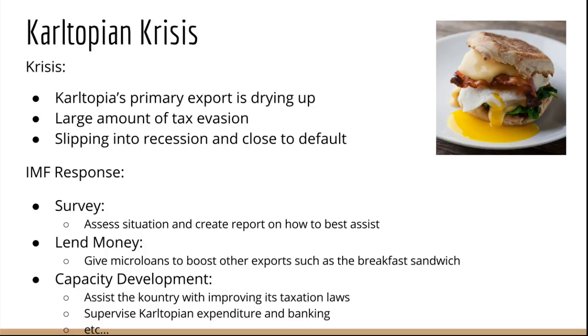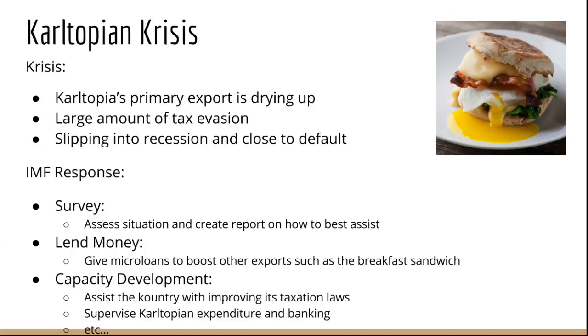Firstly, the IMF goes about surveying the situation in order to assess the best assistance they can give. Then, they go about the idea of lending money. The IMF in this situation has decided that giving microloans to boost other exports, such as breakfast sandwiches, would greatly benefit the economy and thus drive it away from the failing export of oil.